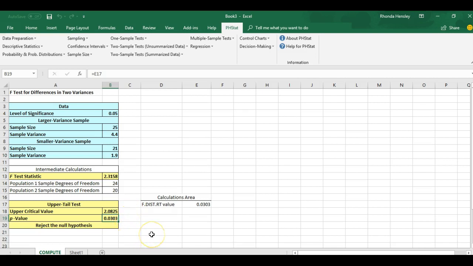And again, your boss wants to know which one has more variability. Is it really more variable at lunch than it is at breakfast? You would tell him, yes, based on this hypothesis test, the variability is actually greater. Anyway, that's chapter 10.